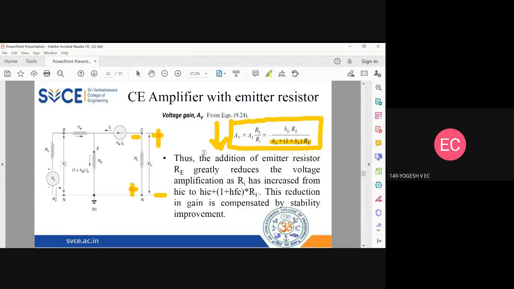Yes, sir. But what are we gaining because of the reduction in voltage gain? Two things we are gaining. What are the two things we are gaining because of this drawback? One is the current gain is increasing because my input current is less. Second, my stability is improved.